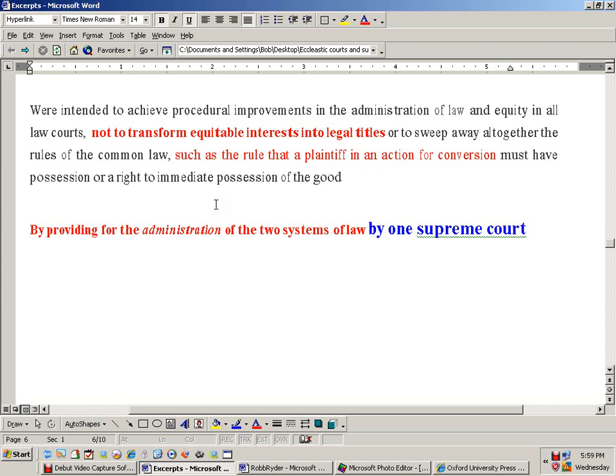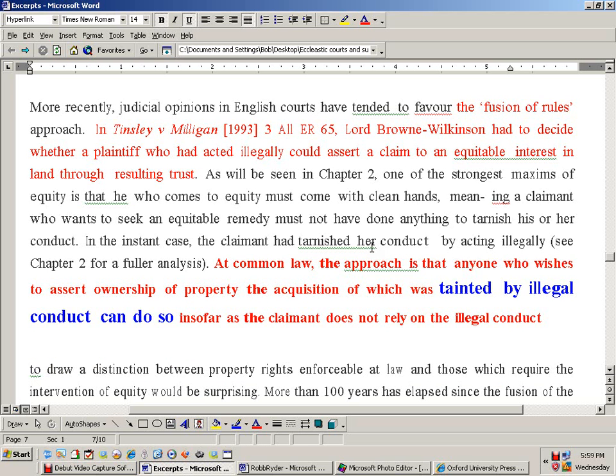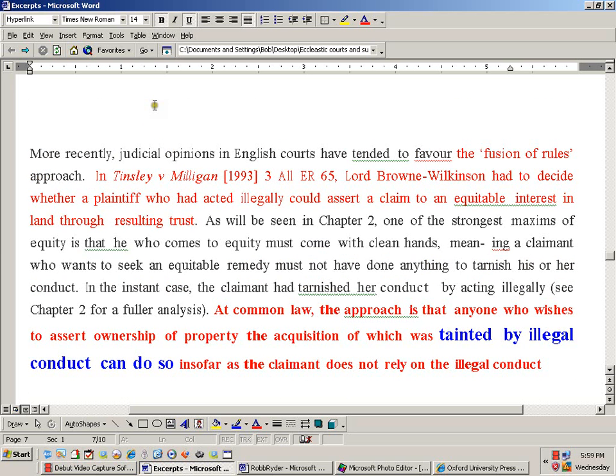I guess, by providing for the administration of two systems of law by one Supreme Court. One Supreme Court again. Okay, so more recently, judicial opinions in the English courts have tended to favor the fusion of rules approach. In 1993, somebody decided whether the plaintiff who had acted illegally could assert a claim to an equitable interest in land through resulting trust. Okay, so somehow they illegally are asserting they have an equitable interest in land through a resulting trust.